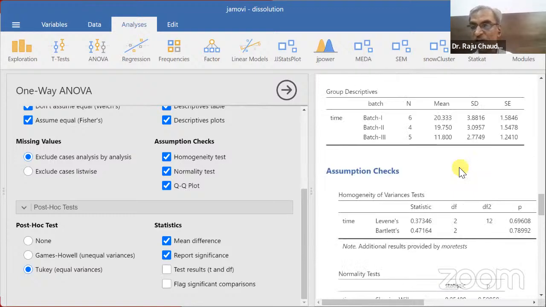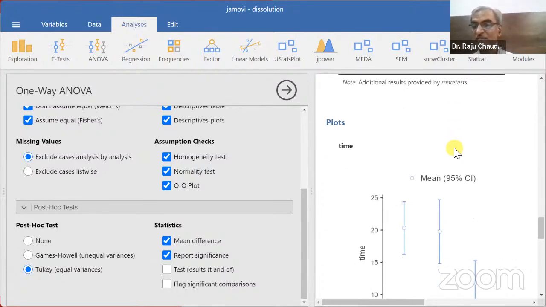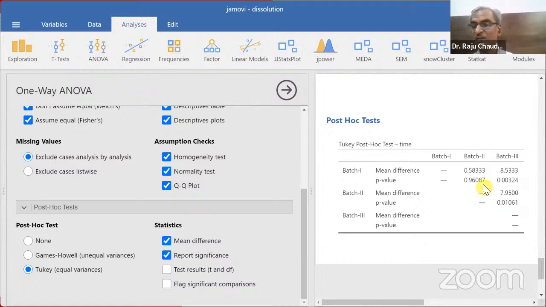Now look at this. In our summary, we have 20.333 minus 19.750. So this difference is 0.58333, right? So that is the mean difference, okay? And the second row represents the p-value, okay? So it shows the p-value.